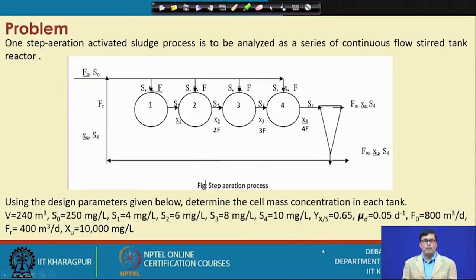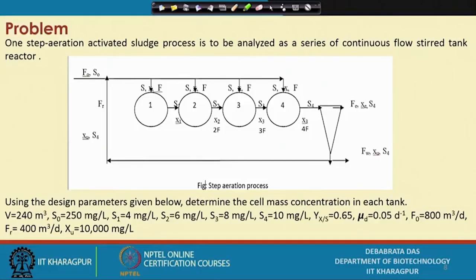By process design, we basically mean that for the operation of the process, whatever parameters we have to monitor, those are to be estimated. That is called process design. Now, the second problem is also very interesting.